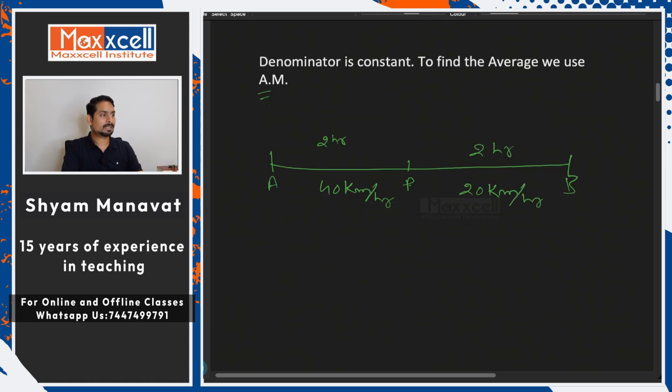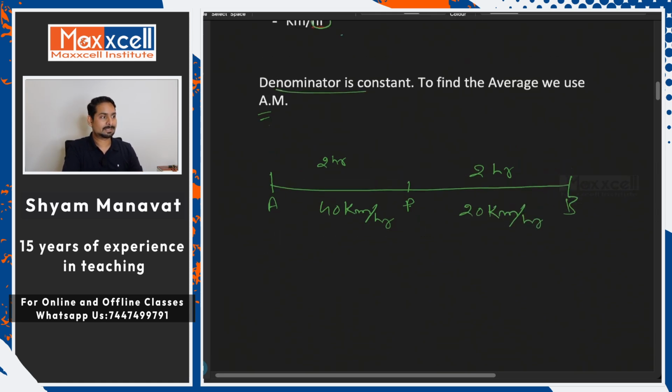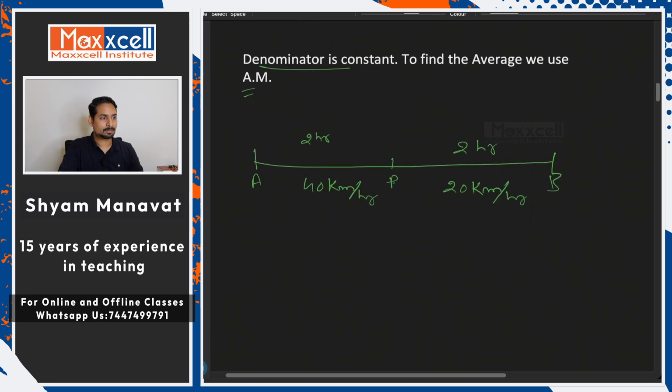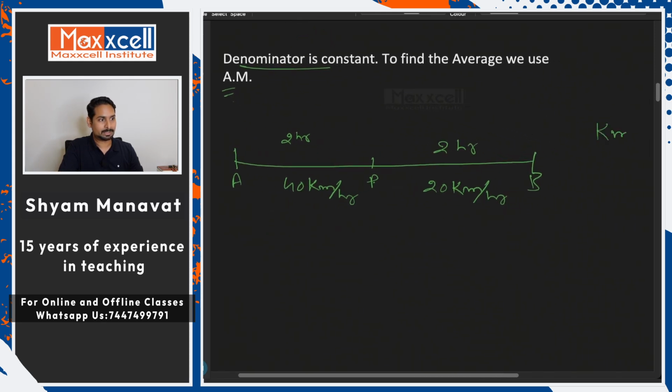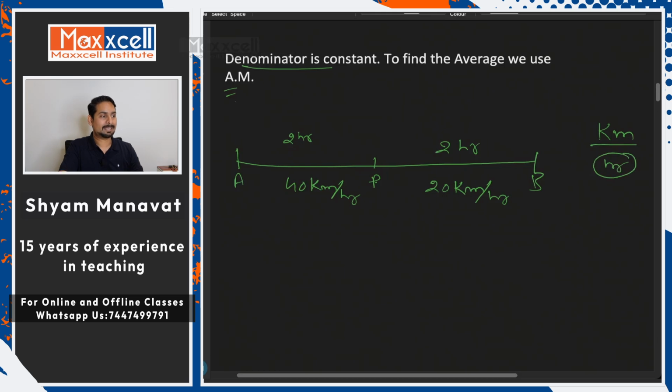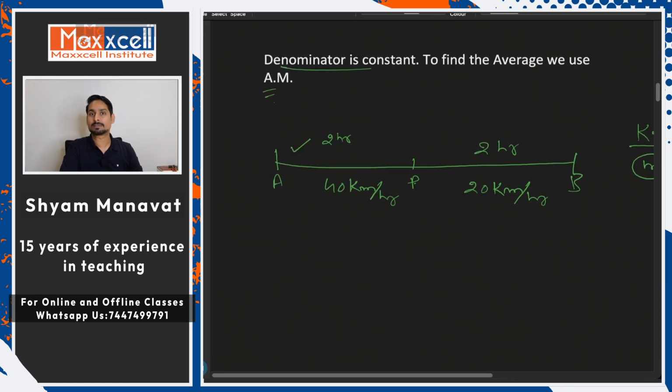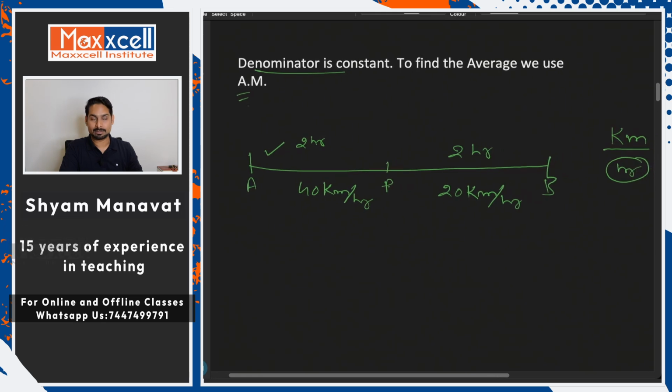Now understand, denominator is constant in this case. If you look at the unit kilometer per hour, you can see hour is same for the first segment where the speed is different, and for the second segment where the speed is different, right? So denominator is same in both cases.